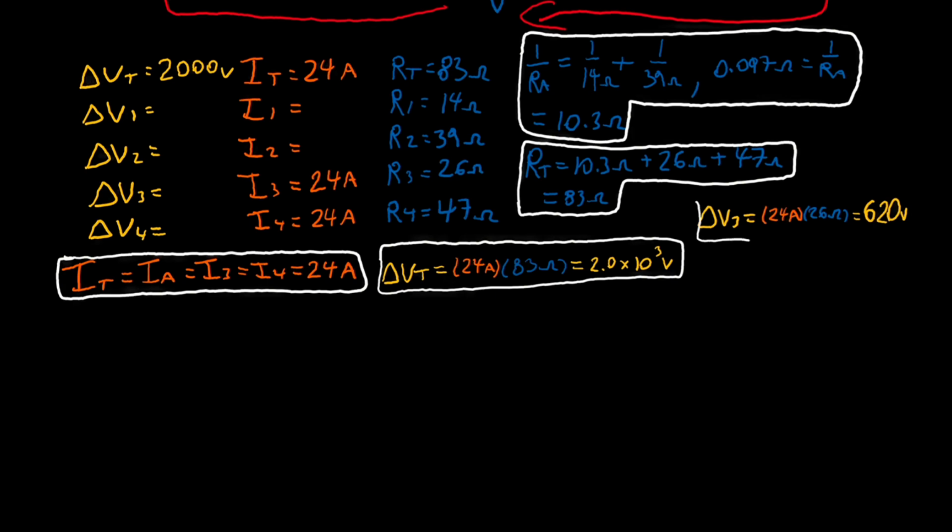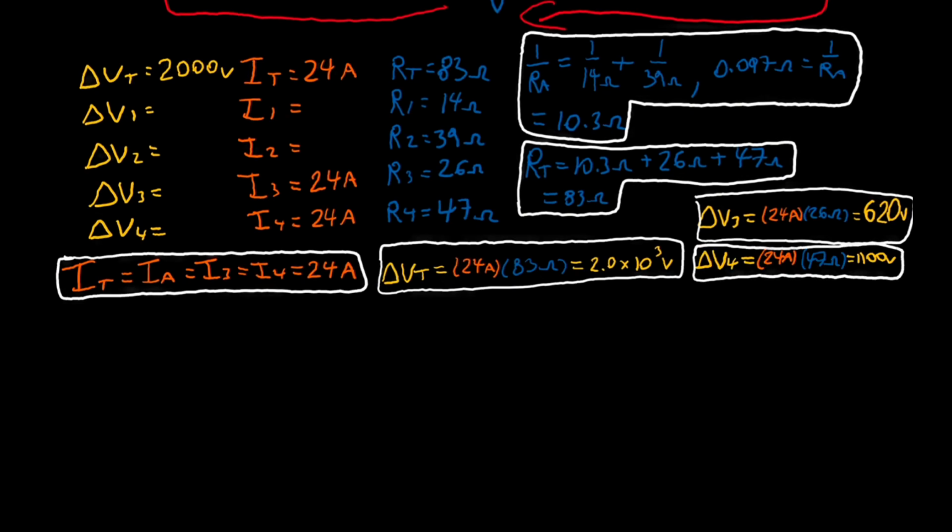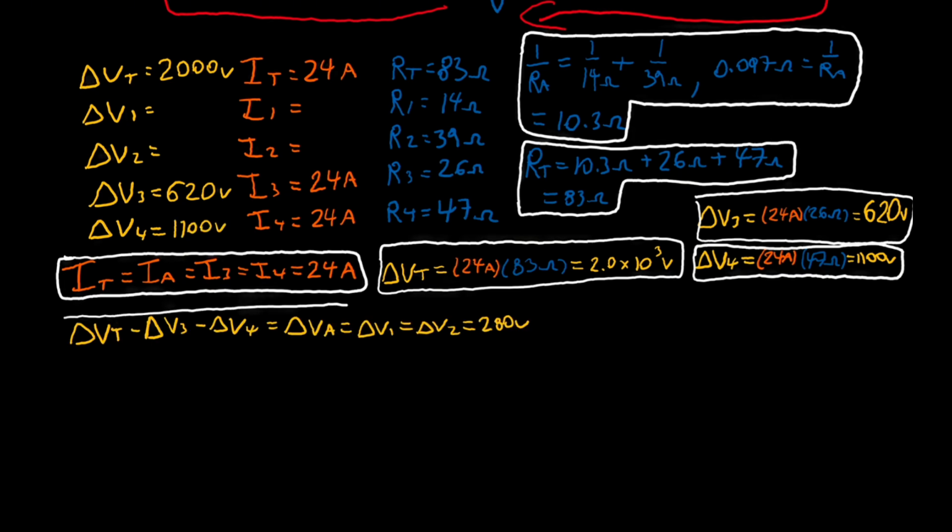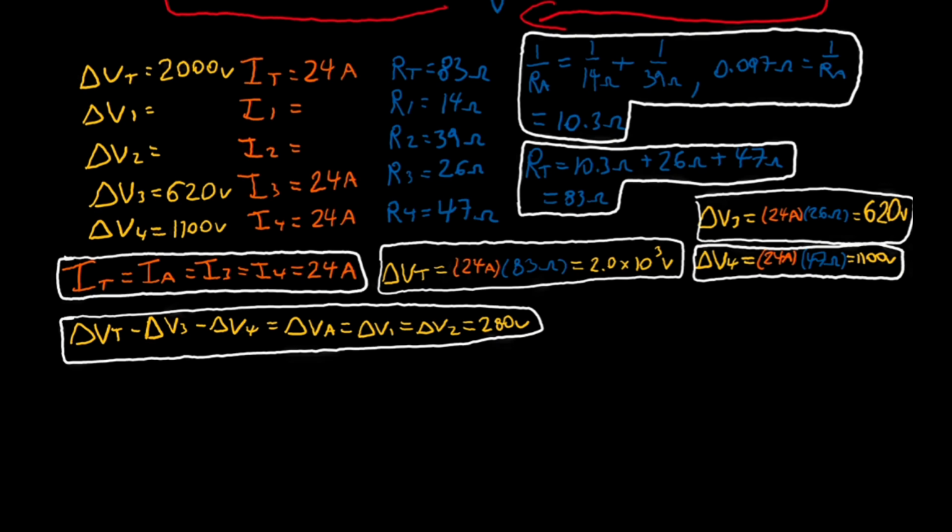So V3 equals 24 amps times 26 ohms. That rounds to 620 volts. And V4 equals 24 amps times 47 ohms, which rounds to 1100 volts. So now, the total voltage minus V3 minus V4 equals VA, or V1 and V2, which equals 280 volts.